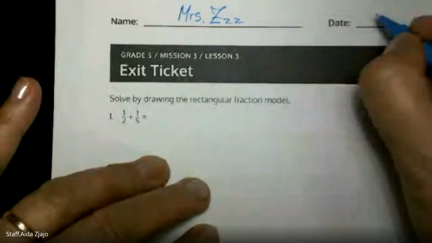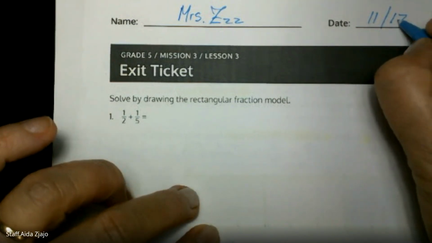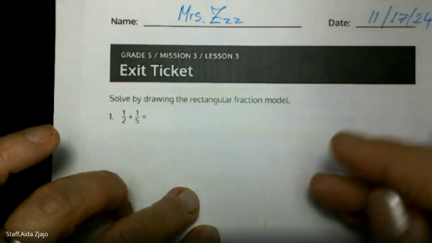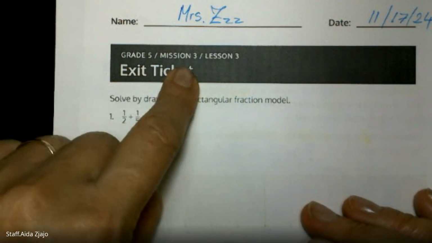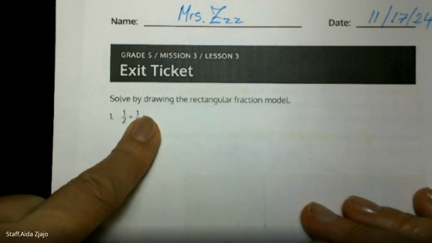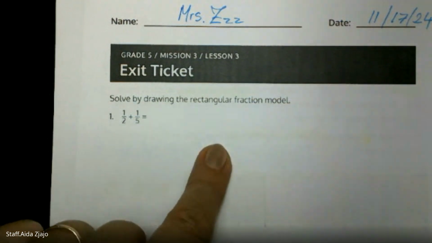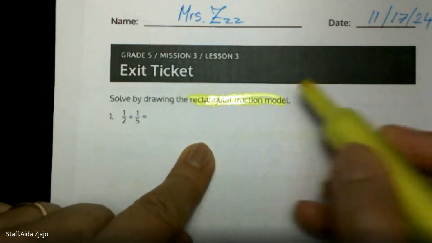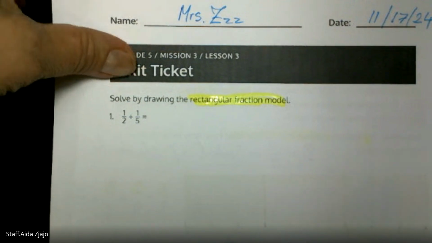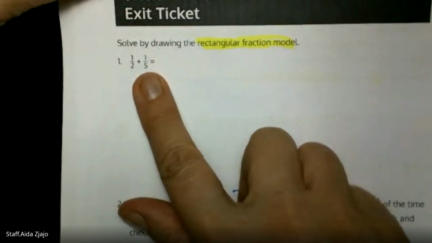Okay, today is 11/17/24. This is Exit Ticket Grade 5, Mission 3, Lesson 3. Solve by drawing the rectangular fraction model. Okay, we needed to show 1/2 plus 1/5.